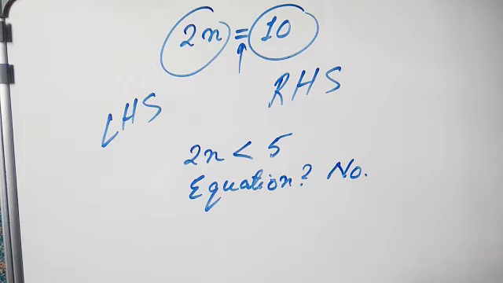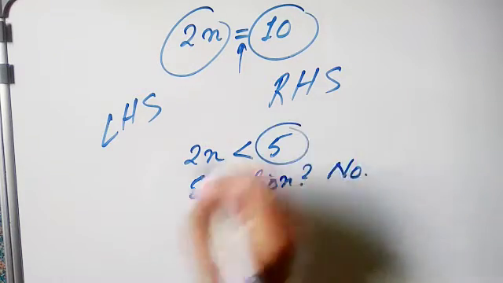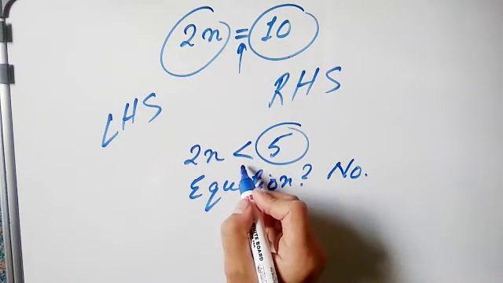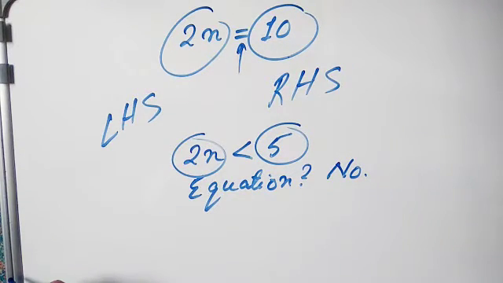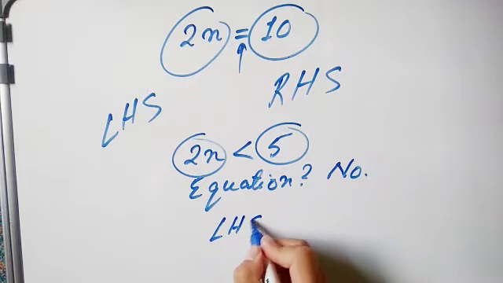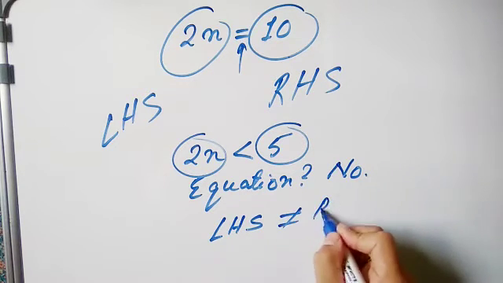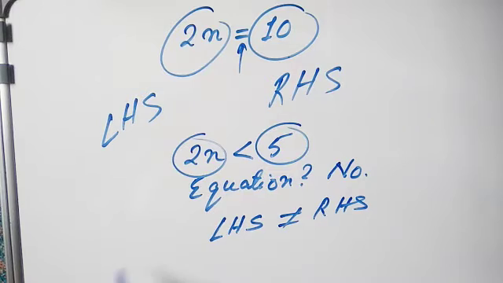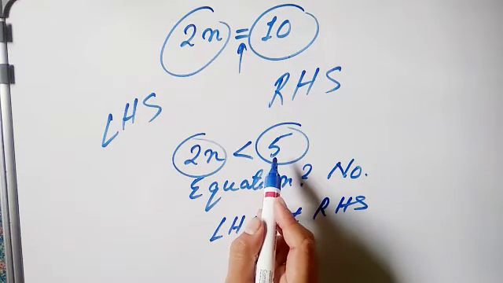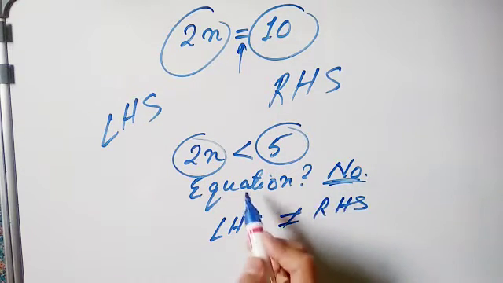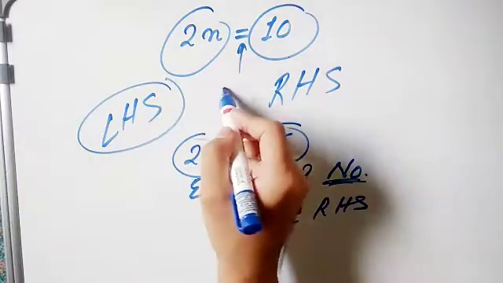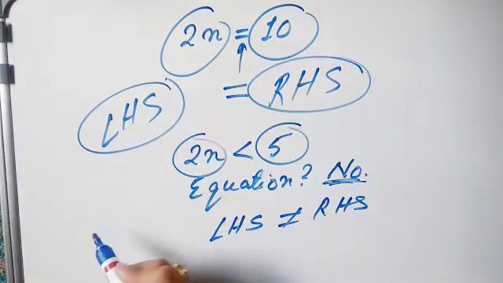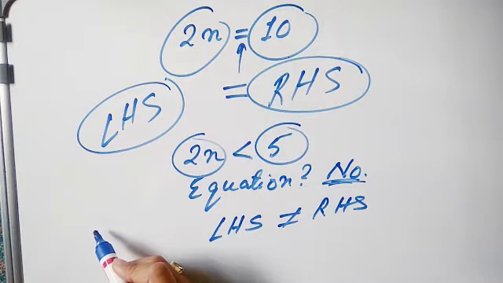Why? Because it says that the value on the right hand side, that is 5, is greater than the value on the left hand side, that is twice n. That means your value on the left hand side is not equal to the value on the right hand side. So twice n less than 5 is not an equation. To be an equation, we must always remember that the value on the left hand side must always be equal to the value on the right hand side. Understood, student?